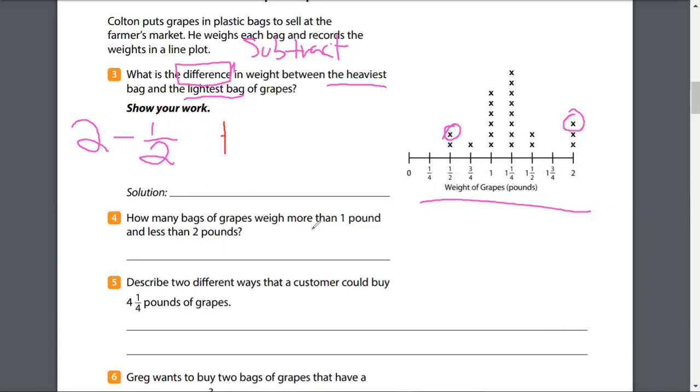So 4/2 minus 1/2. Now that I have 2 fractions, I could just subtract the numerators. And that should give me 3/2. And anytime we have a fraction, we should simplify it or write it as a mixed number in the end.